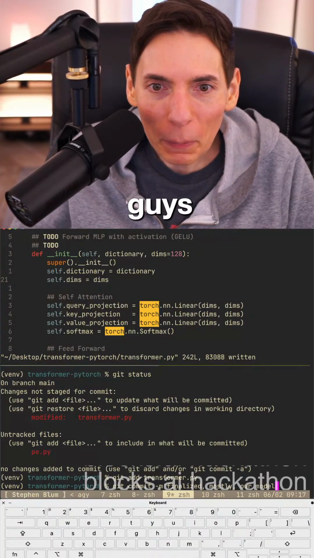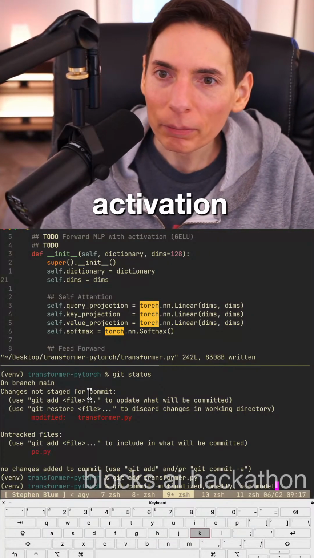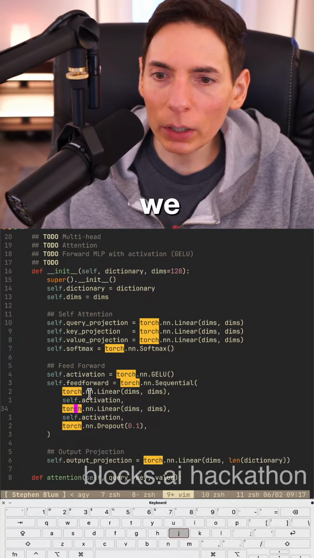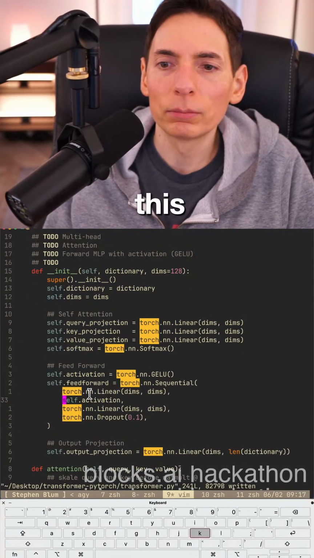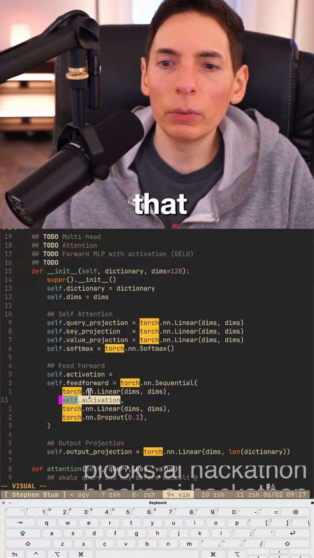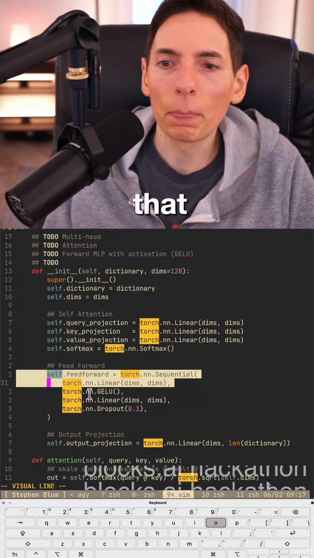You guys say you don't need a second activation? All right, whoops. Oh, so you're saying we don't need this. If that's the case, then we don't need this. We can just do this. How about that? Like that?